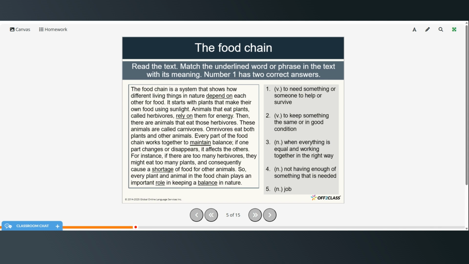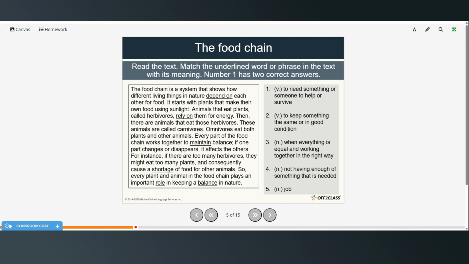The food chain is a system that shows how many different living things in nature depend on each other for food. It starts with plants that make their own food using sunlight. Animals that eat plants, called herbivores, rely on them for energy. Then there are animals that eat those herbivores. These animals are called carnivores. Omnivores eat both plants and other animals.